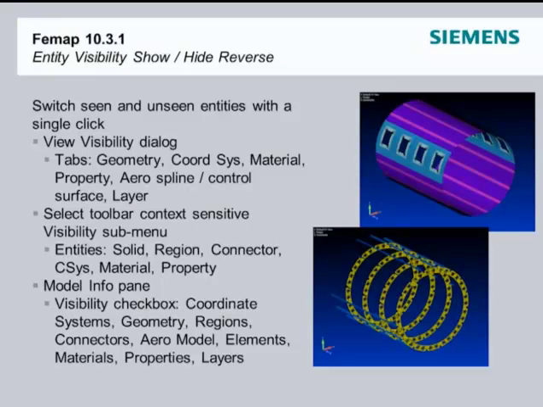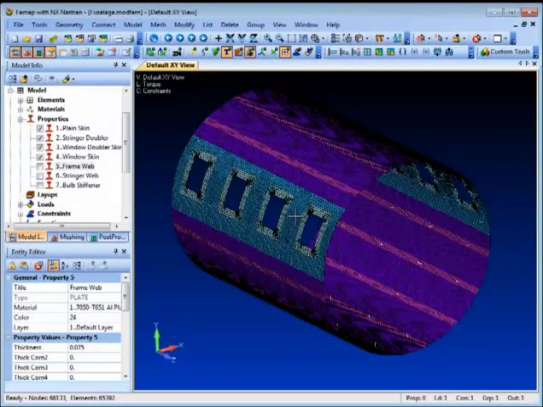Entity viewing has been enhanced in Femap 10.3.1 with the new ability to reverse those entities that are displayed and hidden with a single mouse click. In this fuselage model we are currently viewing all of the skin entities by their properties, and we can easily switch to view the internal structure.